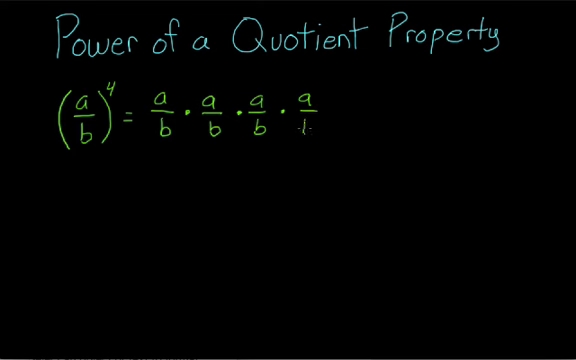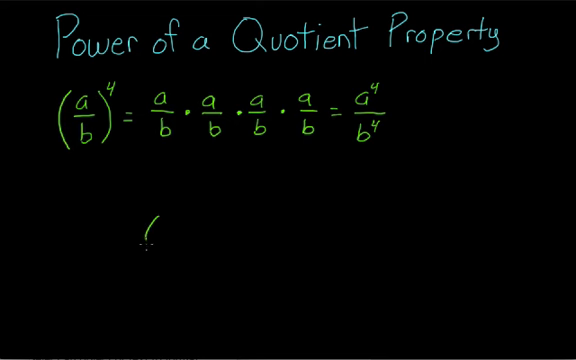And using our multiplication property of fractions, we can see that the numerator is just going to be a multiplied by itself four times, or a to the fourth power. And the denominator is going to be b to the fourth power. So it's easy to see, much like the power of a product property says that you can distribute the exponent to all parts of the product, the power of a quotient property says that you can distribute the exponent to both the numerator and the denominator of the quotient.